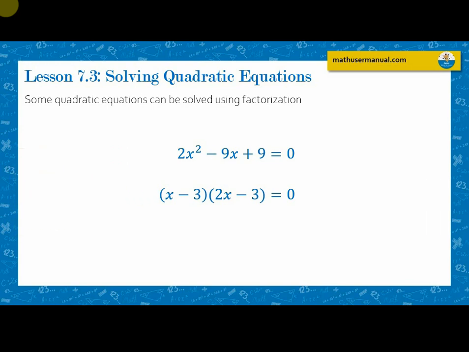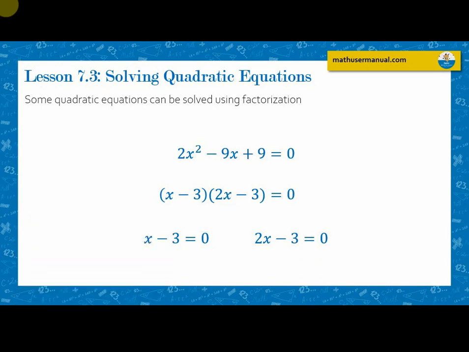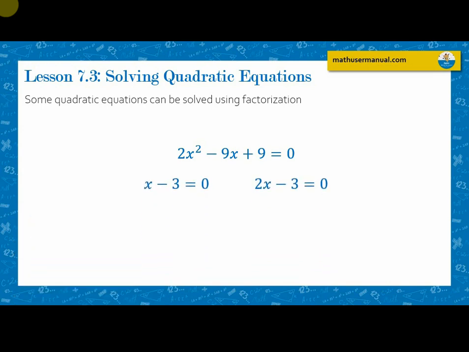Once we have it in factor form, we take the first parenthesis, which is x minus 3, and we set it individually equal to 0. Then we take the second parenthesis, 2x minus 3, and we also set it individually equal to 0. Remember, this is called the zero product property. When you have multiplications equal 0, each of the terms of the multiplication, you can set them individually equal to 0. Let's clean this up. And now it's just a matter of solving each of these equations independently.